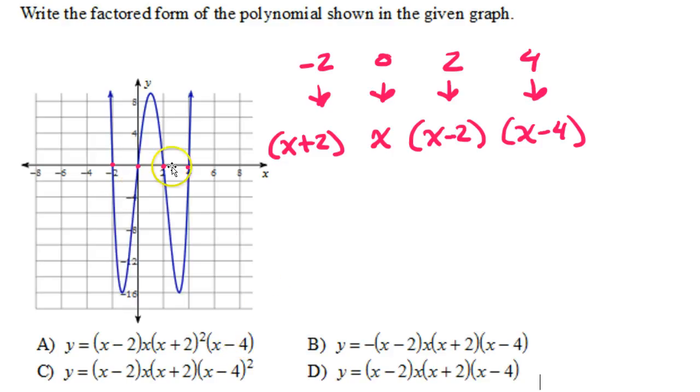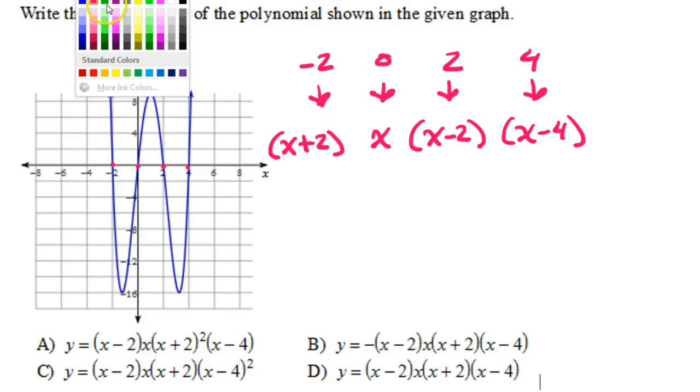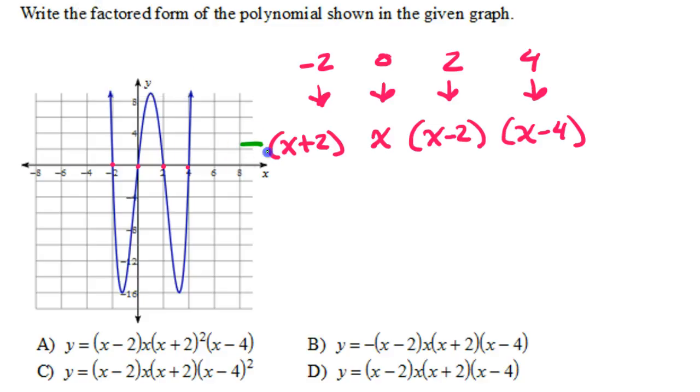Alright, now looking at these x-intercepts, there are no bounces, and there are no inflections. They all just go straight through. So these should all just be single factors. So this could be the answer, except sometimes we need a negative sign in front. So maybe we do, maybe we don't. To answer that question, we need to think about end behavior.